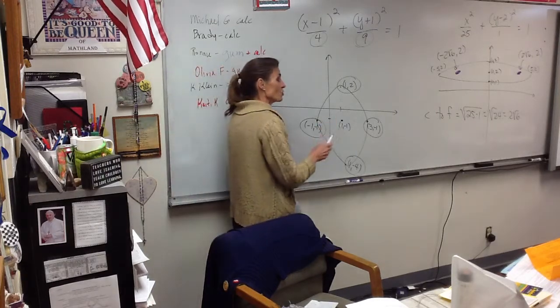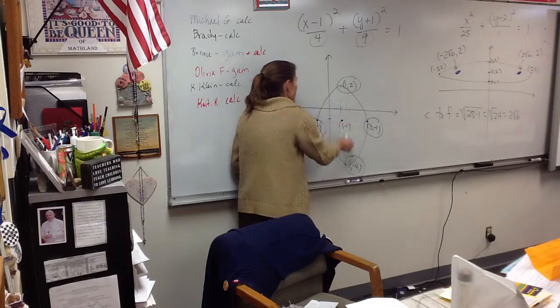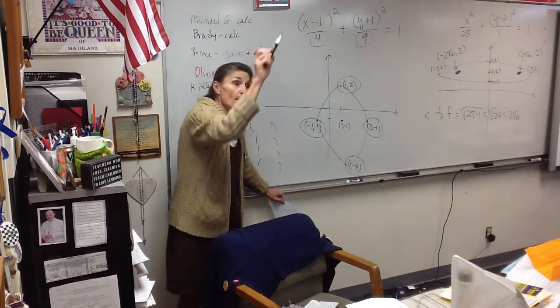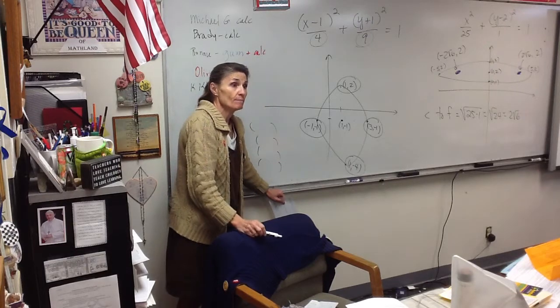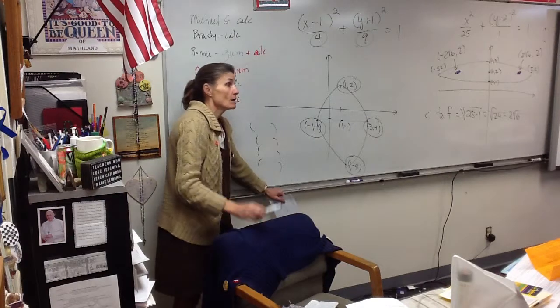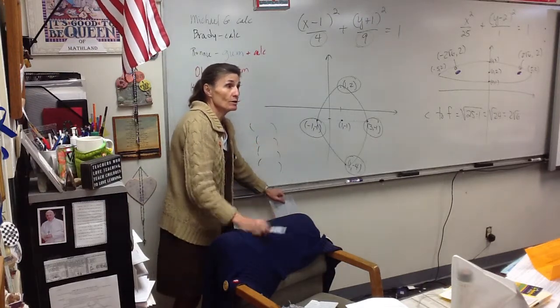Now, let's do the major axis, because that's easy. How long is your major axis? 6, because you counted up and down 3. How long is your minor axis? 4, because you counted back and forth 2.